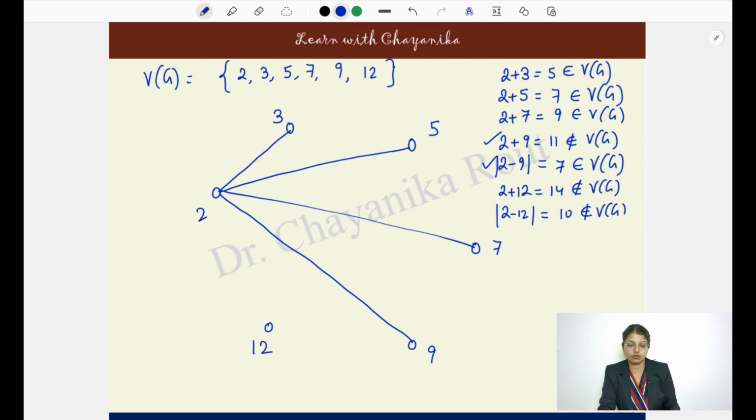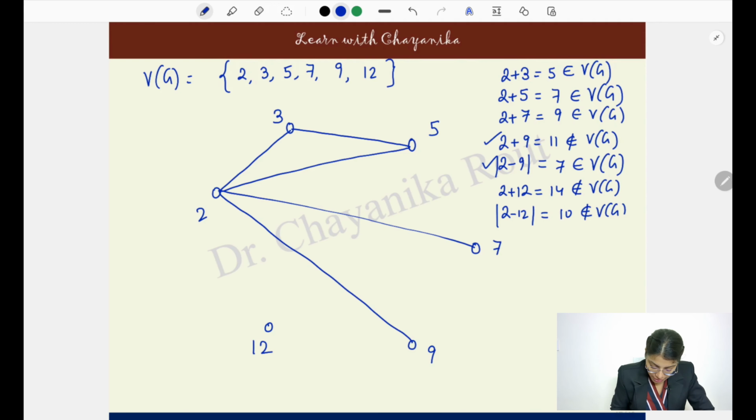Now we move our focus to the vertex 3. So the very first pair we have with 3 is 3, 5, because 3, 2 is already checked. Now we move to 3, 5. So between 3 and 5, their sum is 8, which is not an element of the vertex set, but their positive difference is 2. So 2 belongs to the set, so we draw an edge. Then with 3 and 7, sum is 10, not an element of VG, positive difference is 4, which is also not an element of VG, so we don't draw any edge between 3, 7.